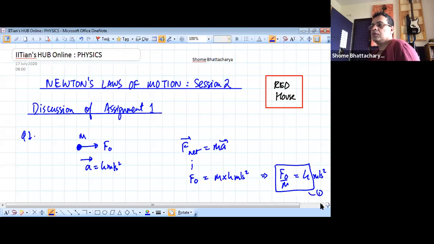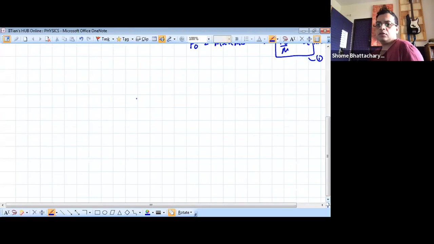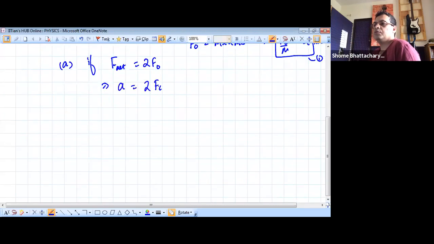Now the question is asking what happens when the force is doubled. Okay. So if the net force is made 2 times this, then the acceleration will become 2 times F0 by m. So it will become 8 meters per second square. Okay, understood, Adharv, the first part?